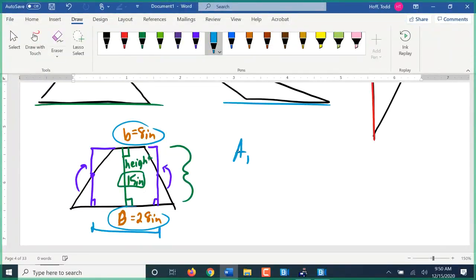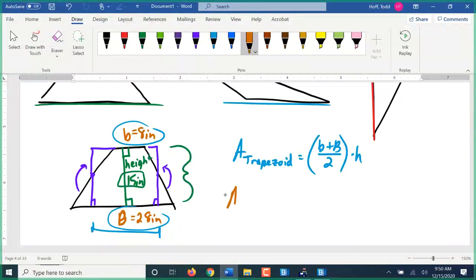So for the area of a trapezoid, the related rectangle has a length that's the average of the two bases, and then, of course, times that height to get the area. So for this trapezoid, we have a base of 8 and 28. So we'll add those together and divide by 2, and then times that height of 15.